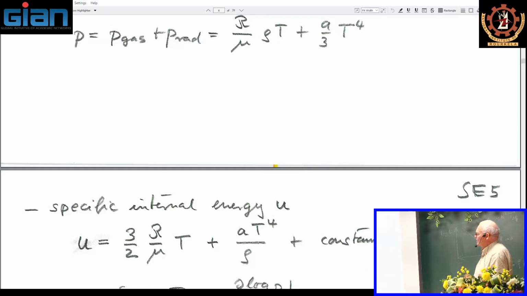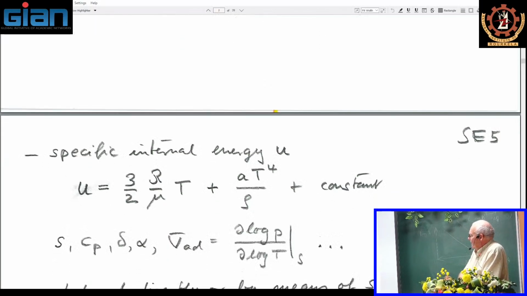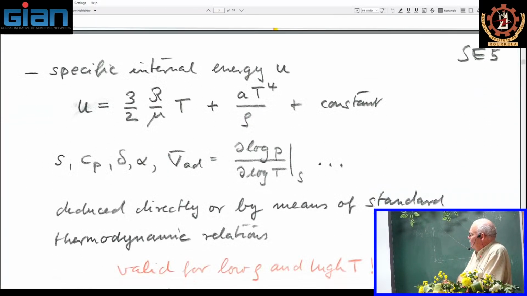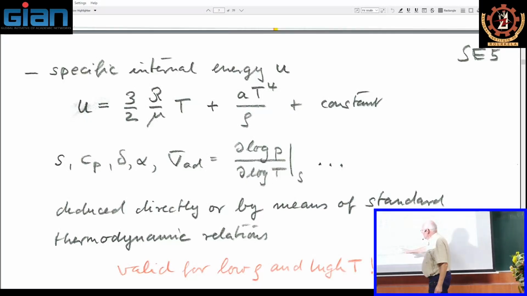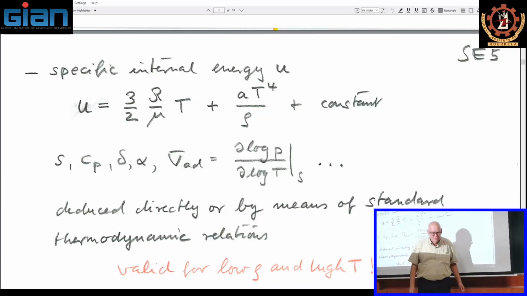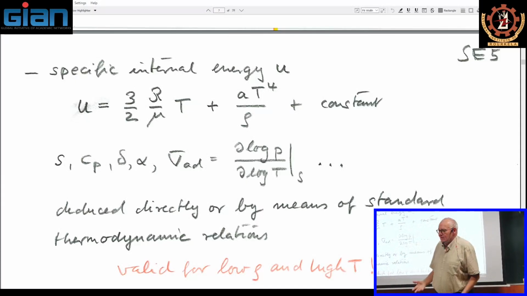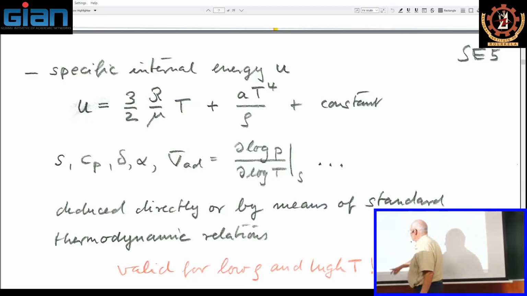So these are the 2 equations of state we usually have for the matter: the thermal equation of state and the caloric equation of state. Once we have these 2, then we can play around with the thermodynamics, and we can derive from these 2 any other quantity we want to determine, which is, for instance, the entropy. If we have pressure and internal energy, we can calculate the specific entropy. We can calculate some of the coefficients which we need for stellar evolution, which is the specific heat at constant pressure.